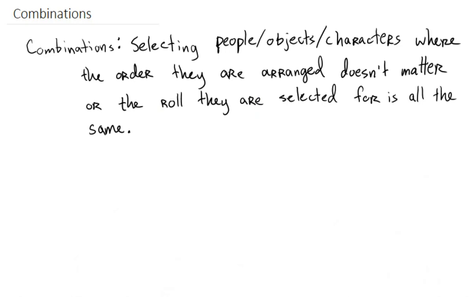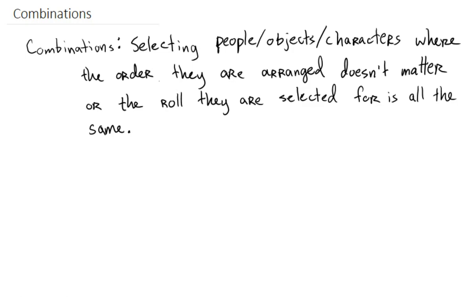Alright, combinations are where we're selecting our people, objects, or characters, where the order they are arranged does not matter, or the role that they are selected for is all the same. I tend to like to think about it as the role and not the order, because when I was first learning this, the idea of order kind of confused me, because I would argue that order doesn't matter with permutations, and I could argue that it does matter with combinations. I just overthought it. So I like the idea of the role, or this notion that I've talked about where the slots are named, or in this case the slots are not named, or they're all the same name.